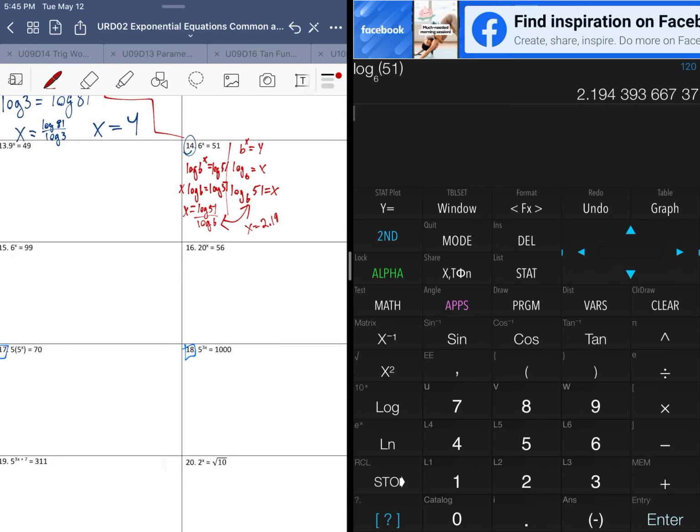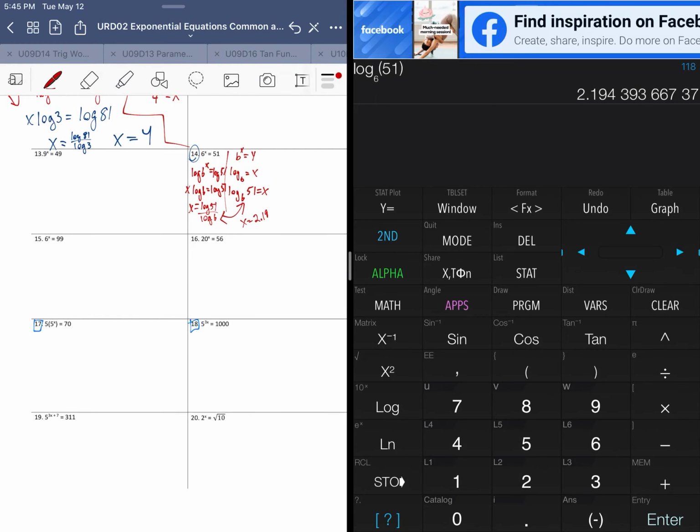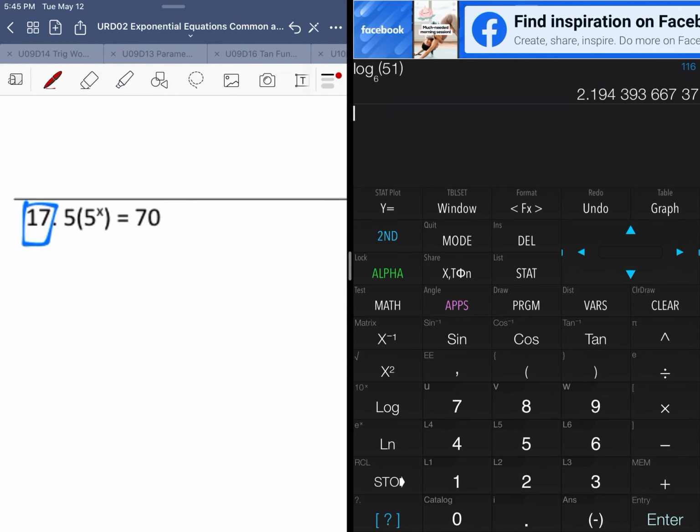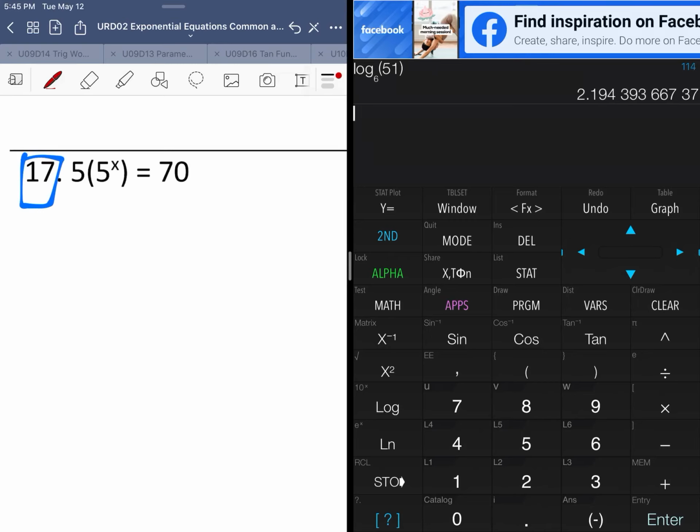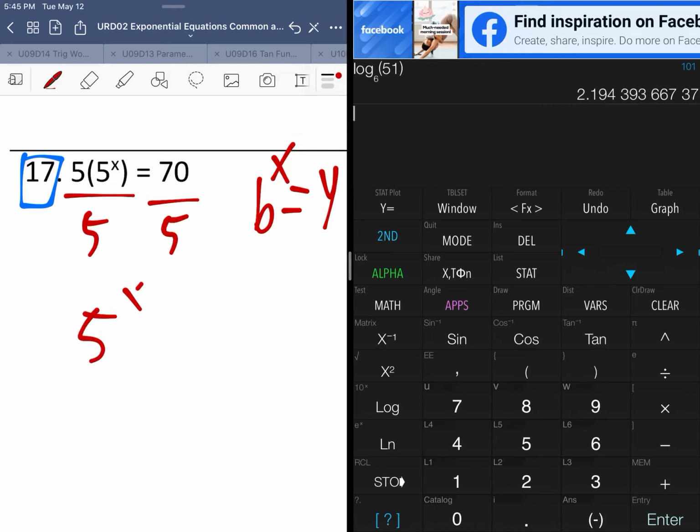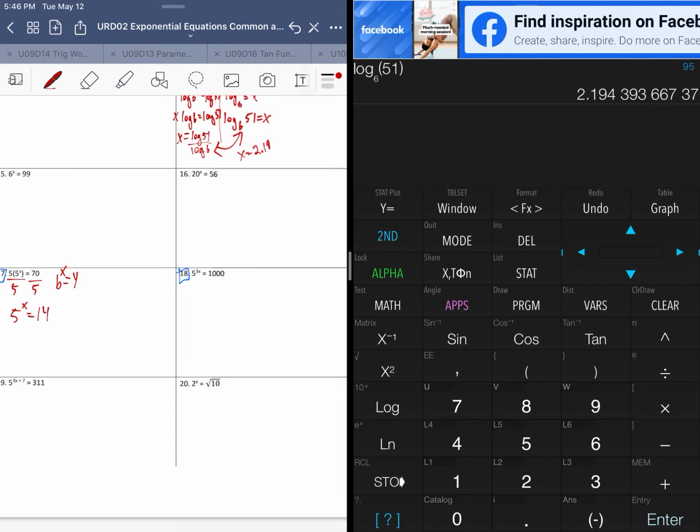All right, now this also works if the problem looks a little bit weirder. Like in this problem, it's not quite in exponential form. If you look here, the 5 in the front shouldn't be here. So if you just divide that from both sides, you'll get 5 to the x equals 14, and then it's just like the previous problem we just did, so you can solve that the rest of the way on your own.